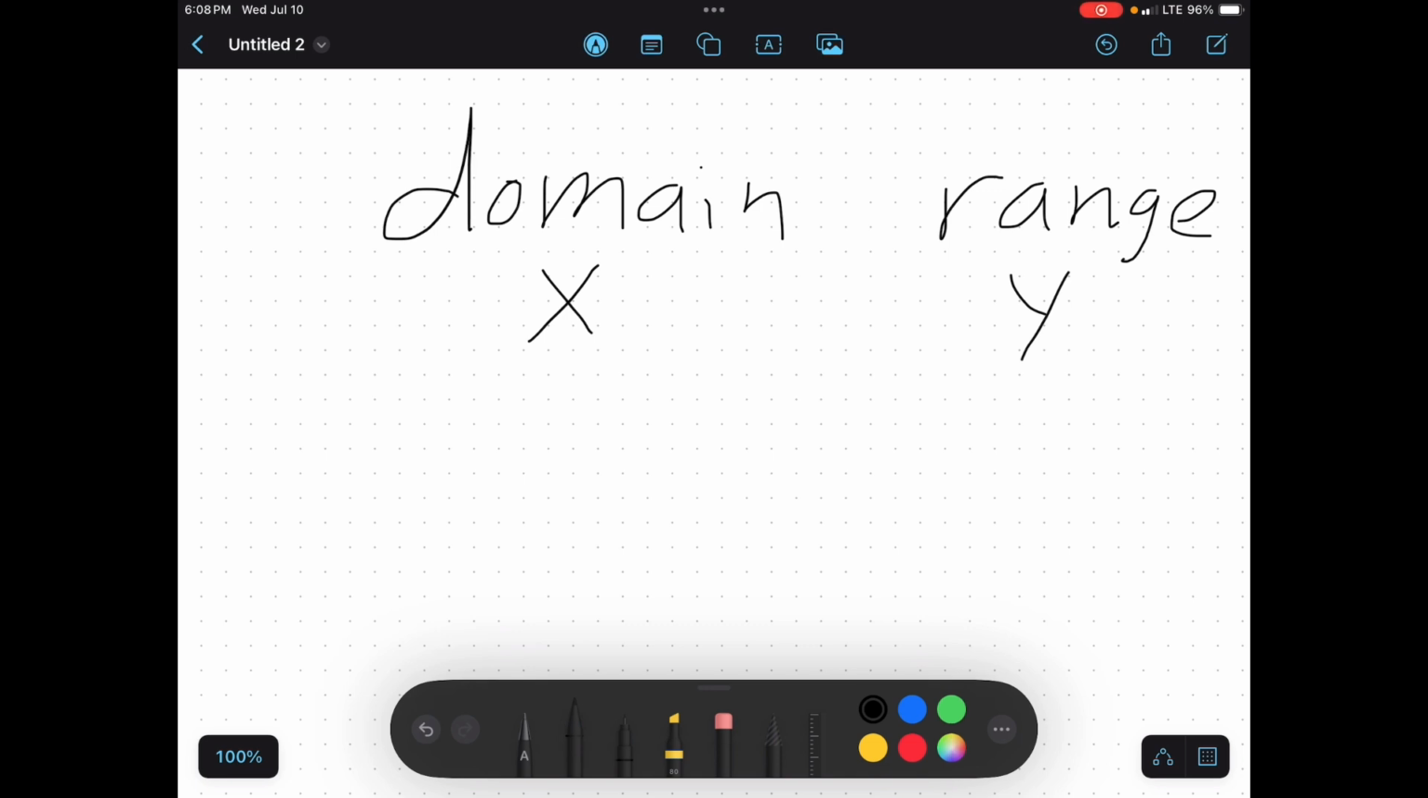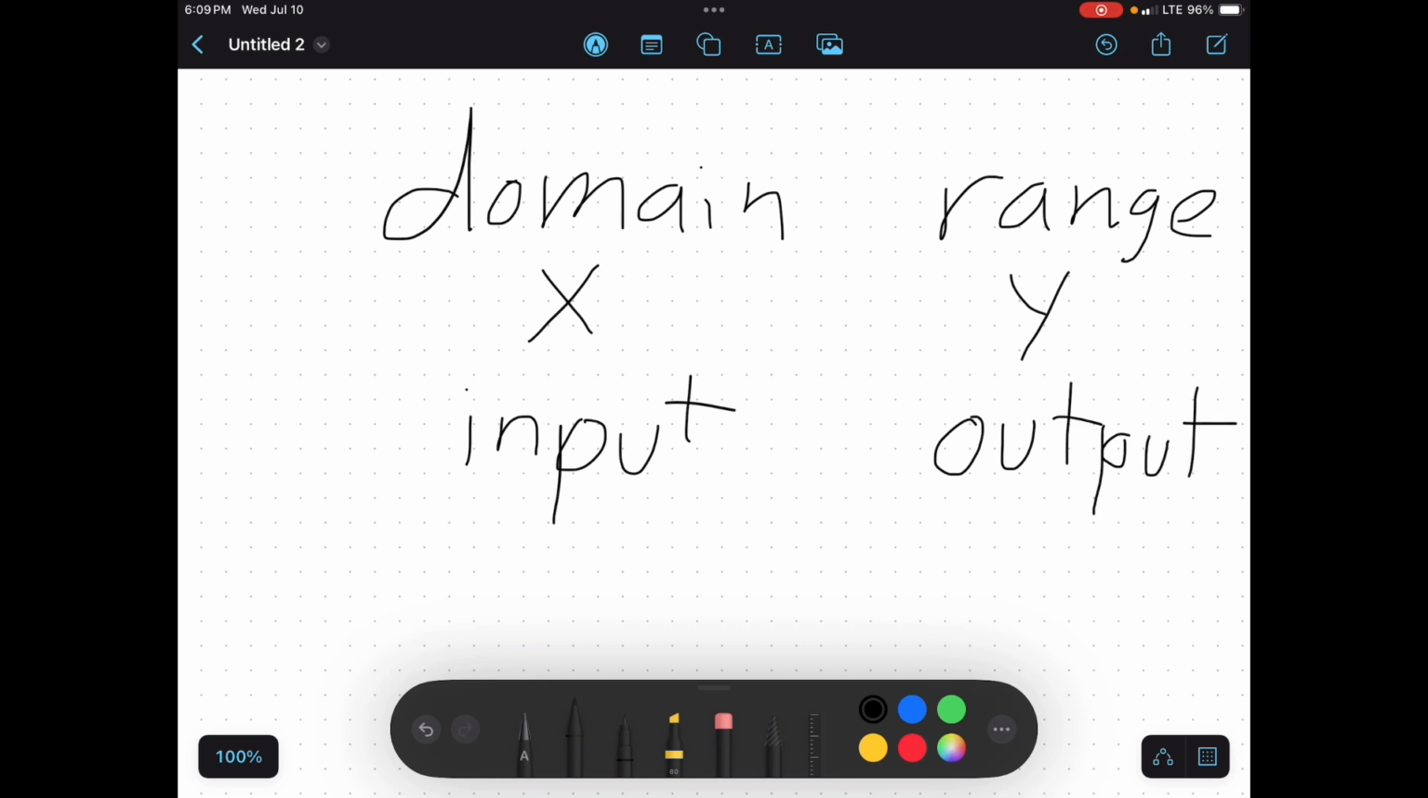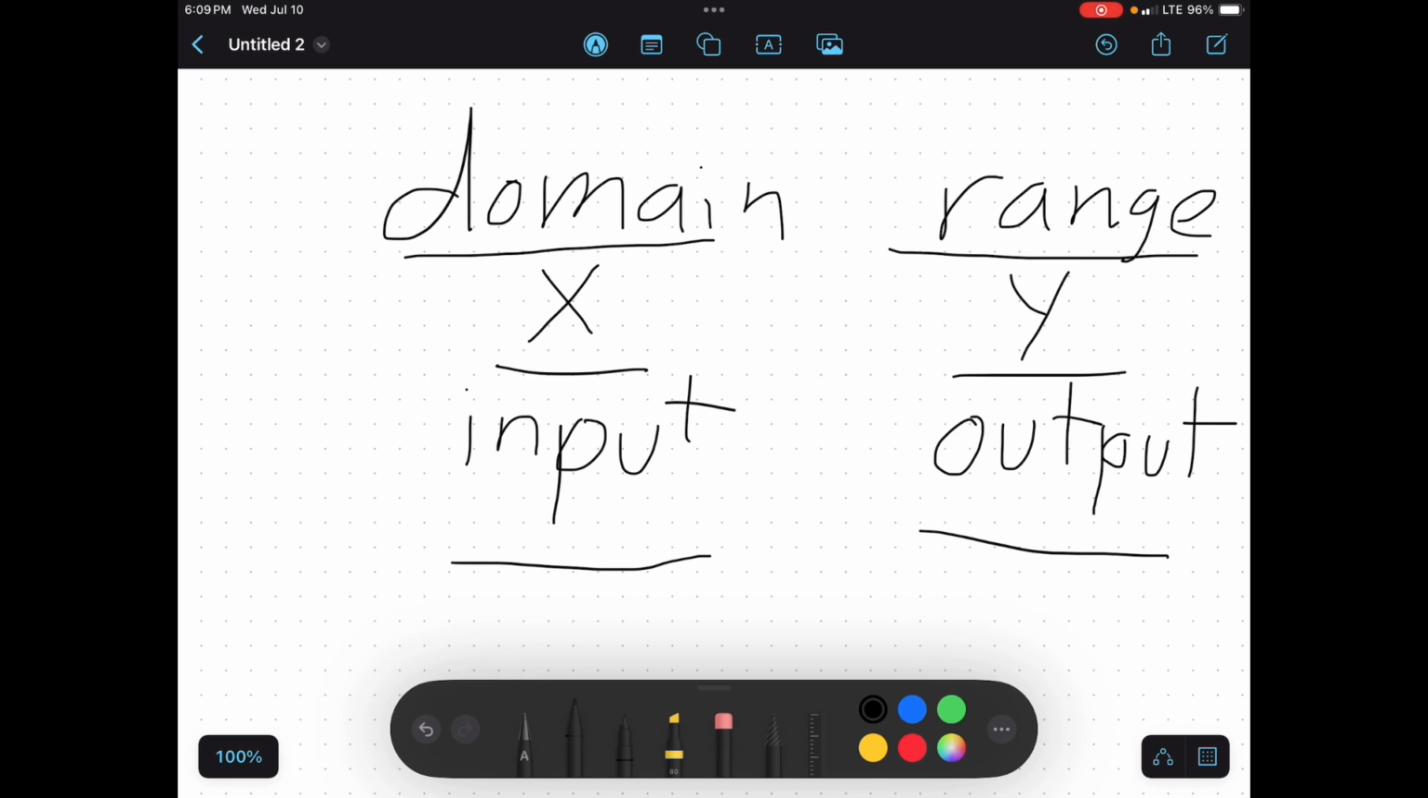Domain happens to also be my input values, and that is the important part of domain and range. Range, therefore, would be my outputs. And the way that I teach my students to remember this is that if you look at domain and range, they are in alphabetical order. X and Y are in alphabetical order. Input and output are in alphabetical order.